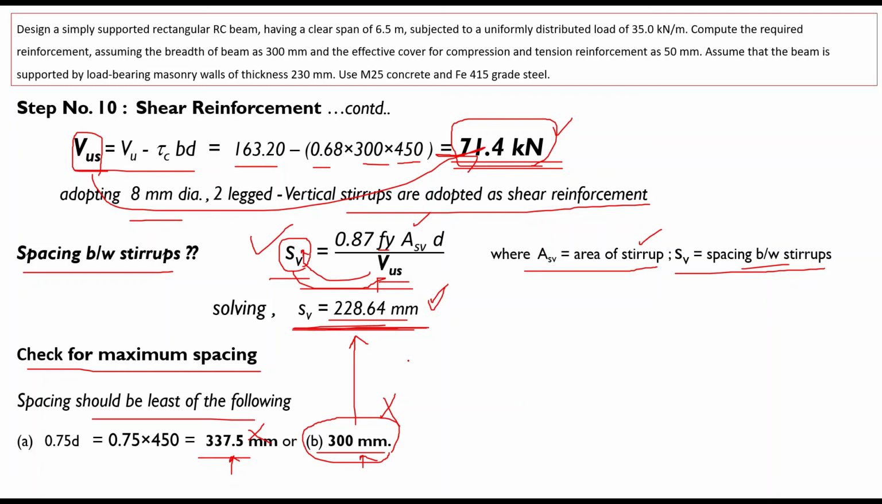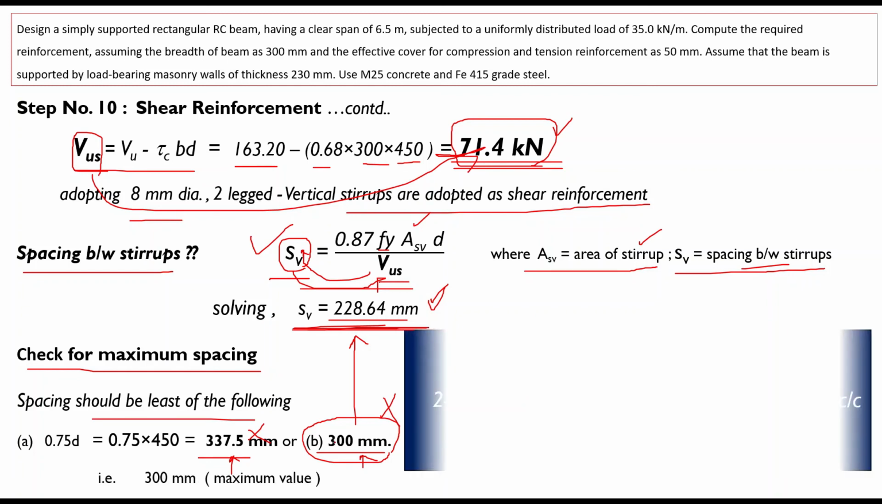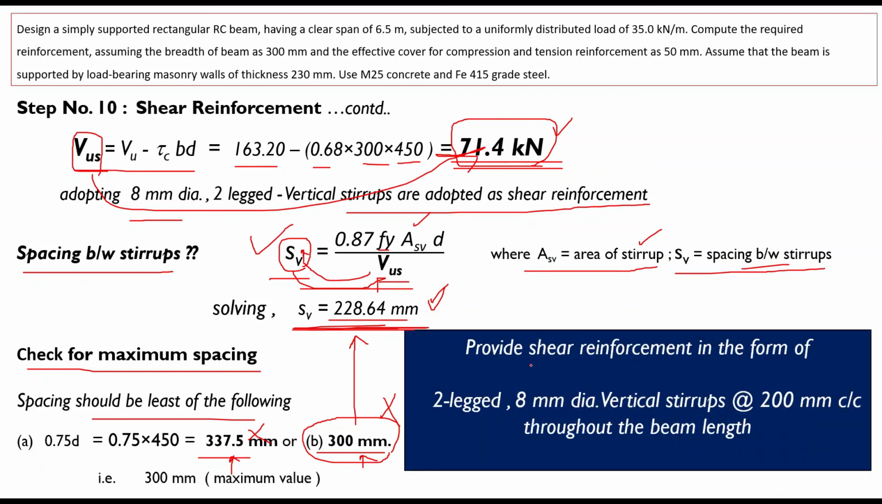So by rounding off, we will provide shear reinforcement in the form of two-legged 8 mm dia vertical stirrups at a spacing of 200 mm center to center throughout the beam. That means we are providing 200 mm center to center spacing, which is lesser than the maximum value required. So we can say that the section is safe in shear because more number of rings will be provided as compared to the number of rings required.